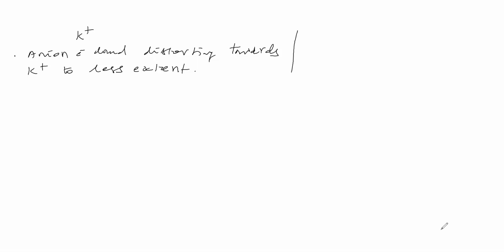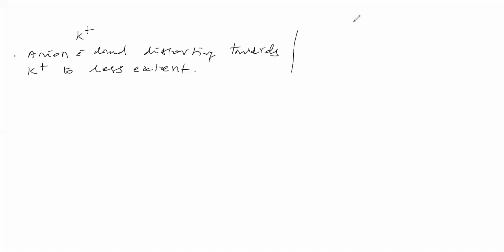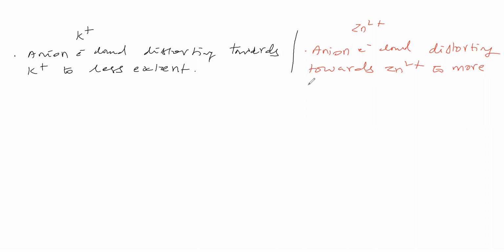But Zn2 plus, if you see, polarizing power is high. Polarizing power is high in the sense then we can say the anion electron cloud is distorting towards Zn2 plus to a more extent. We can say in Zn2 plus the anion electron cloud is distorting towards Zn2 plus to a more extent. Okay.